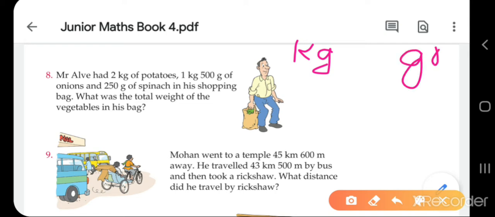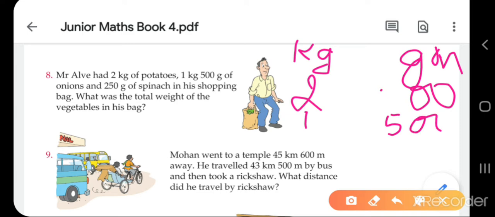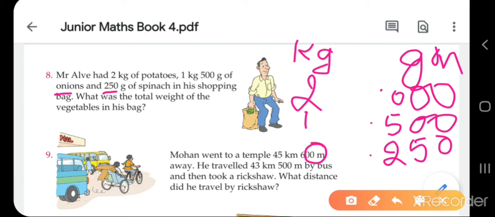2 kg potato, there is nothing in gram, so you can write 0, and 1 kg 500 gram onions, and 250 gram of spinach. So it is only in gram, 250 gram. There is nothing in kg, so we will write 0. You can write 0 or you can leave it, that is up to you.